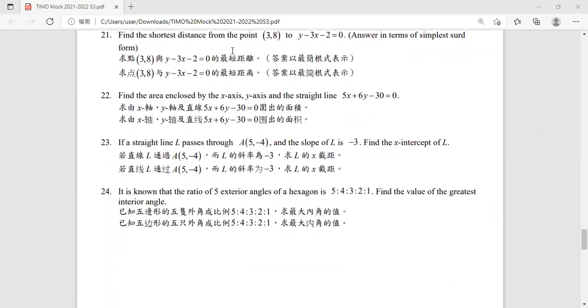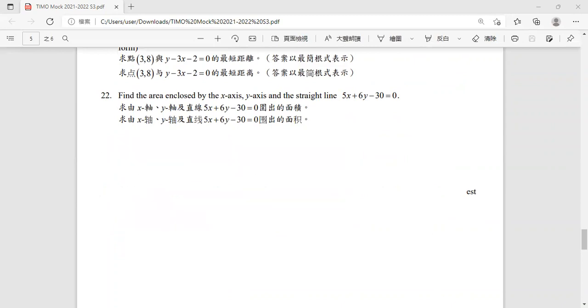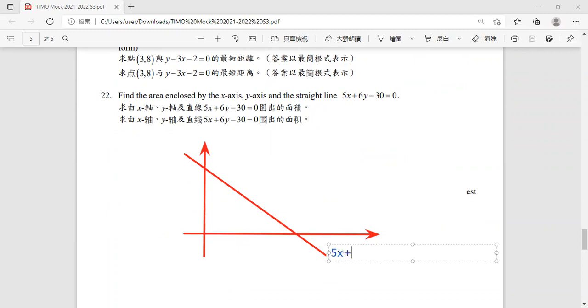And 22 is easy because you just find the point of intersection. You just draw the Cartesian plane, and you have 5x plus 6y is equal to 30. Then you find these 2 points, and then the job is done 99%.